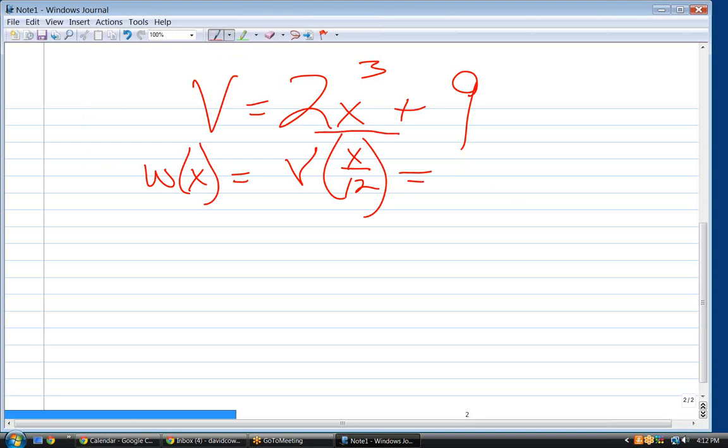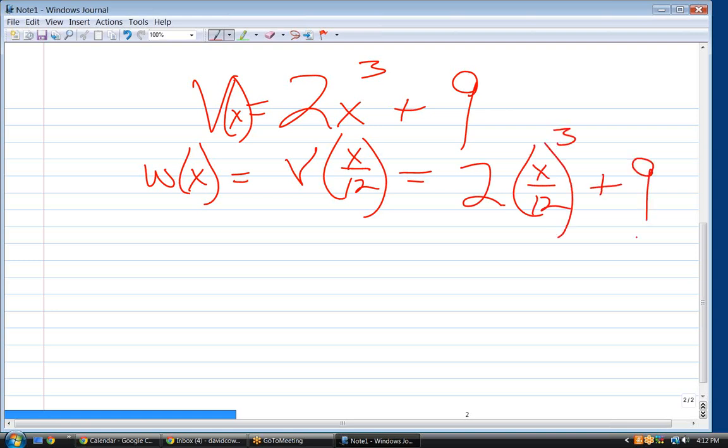Alright. How are we going to do that? How do you evaluate v of x over 12 if this is v of x? So do you just put 2x to the third? Substitute whatever is in the parentheses for wherever you find x. So it would be 2 times x over 12 to the third plus 9. Alright. So that's w of x.